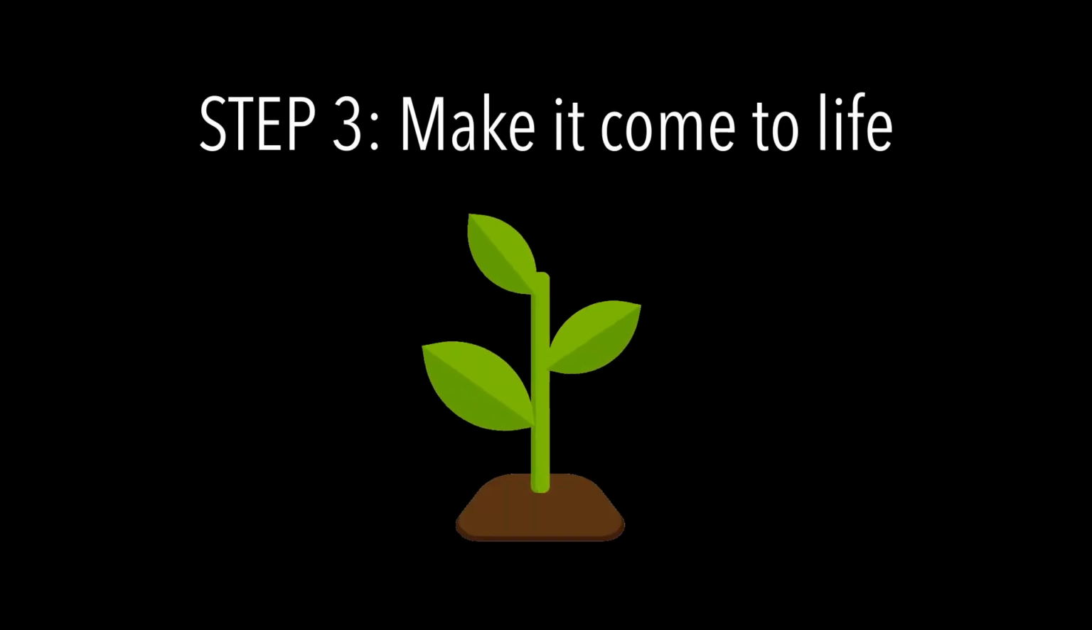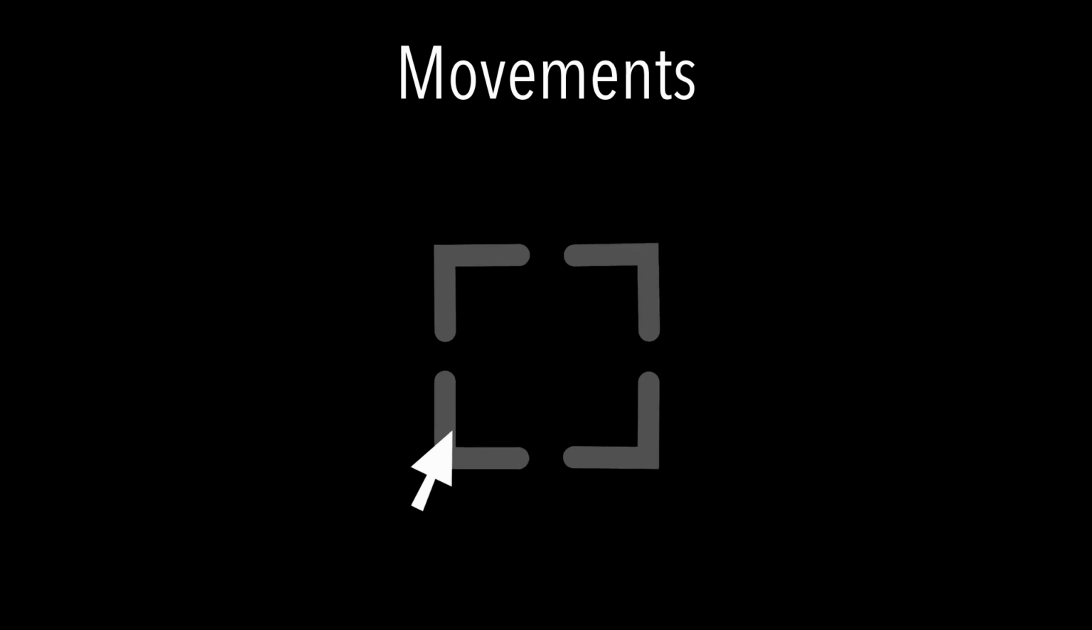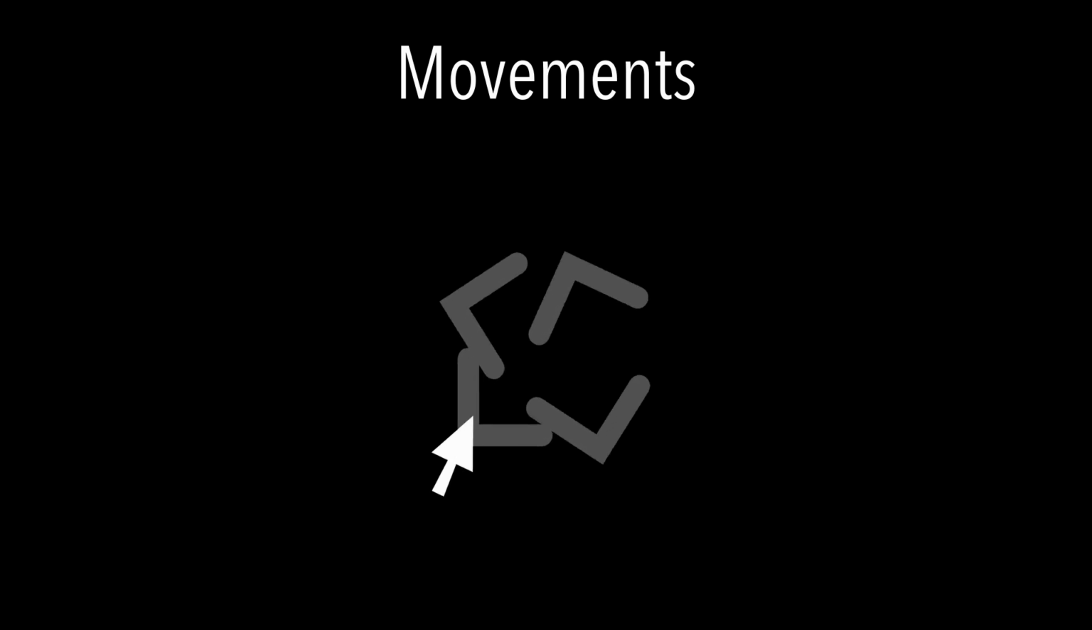Step 3. Breathing life into the artwork. In most cases, these illustrations have not been made for video specifically, so they're not animated. Maybe we can improve them just a little bit. I usually add 3 types of video modifications: subtle movements, video overlays, and effects. Adding just a tiny bit of movement to the picture helps increasing the perceived depth and dynamics of the scene.